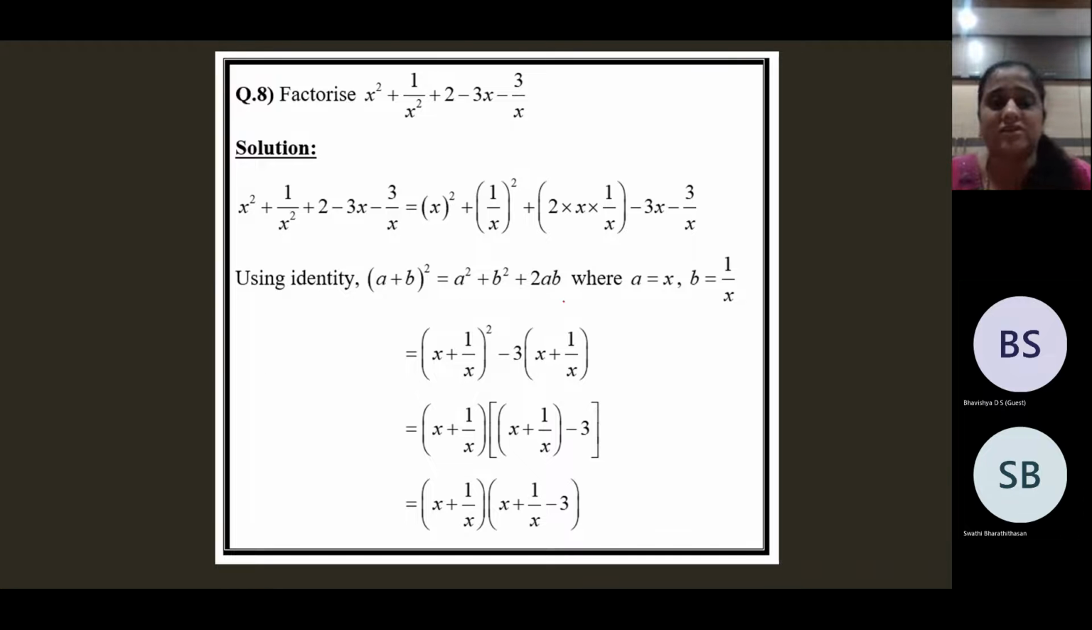Okay, now using this identity, a square plus b square plus 2ab is equal to a plus b the whole square, where a is equal to x and b is equal to 1 by x. So we get x plus 1 by x the whole square minus 3 common, x plus 1 by x. Then x plus 1 by x is taken out. What you girls told, the same thing: x plus 1 by x minus 3, and then just remove the bracket.